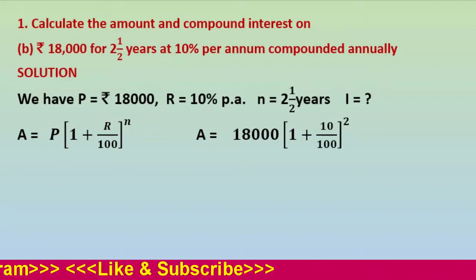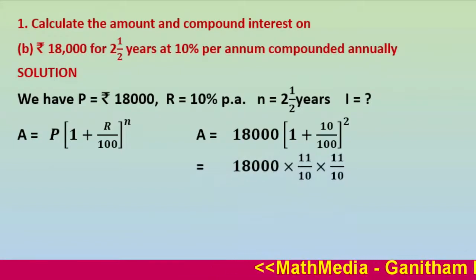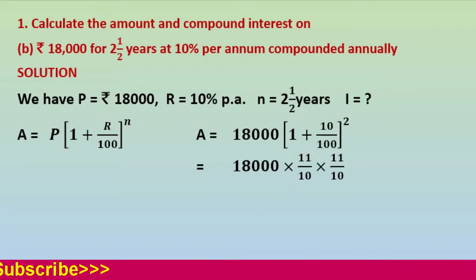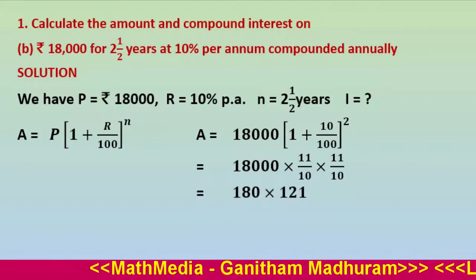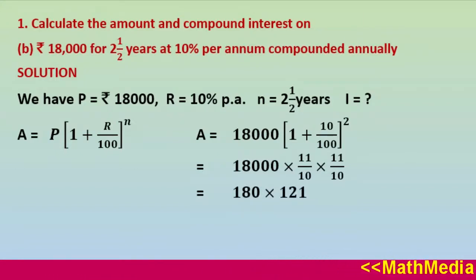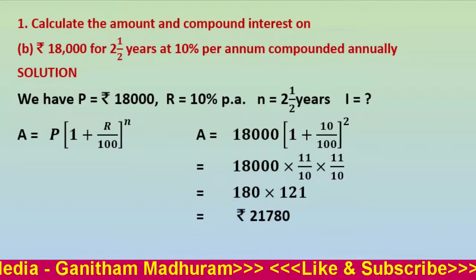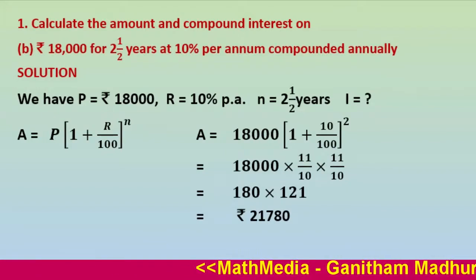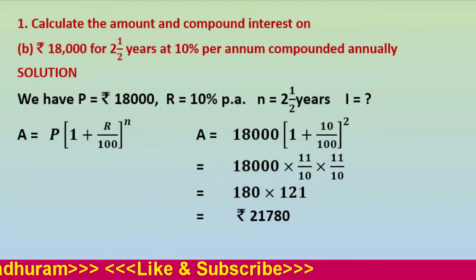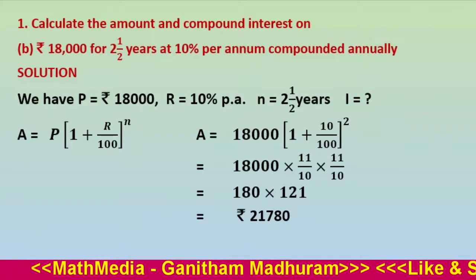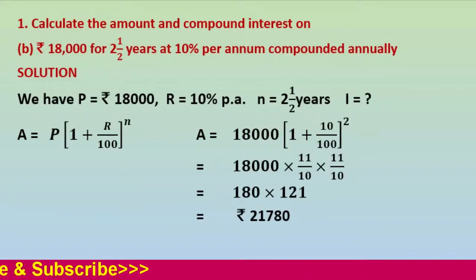10 and 100 can be cancelled, we get 1 upon 10. After calculating, we get 18,000 into 11 upon 10 into 11 upon 10. 2 zeros can be cancelled. So we get 180 multiplied by 11 square is 121. While multiplying we get 21,780. A equal to 21,780. So the compound amount for 2 years we got, that is 21,780.